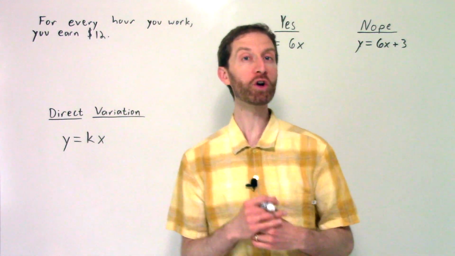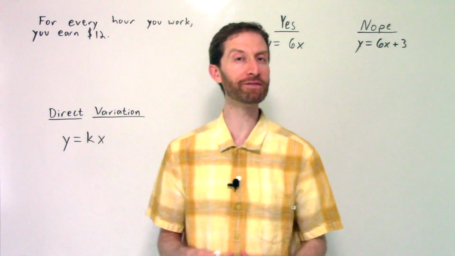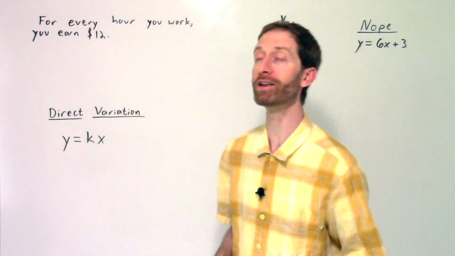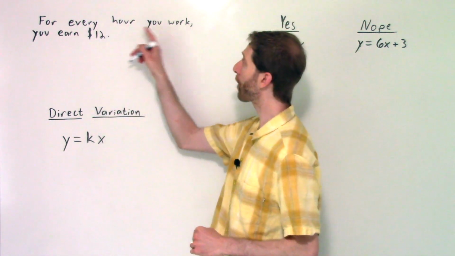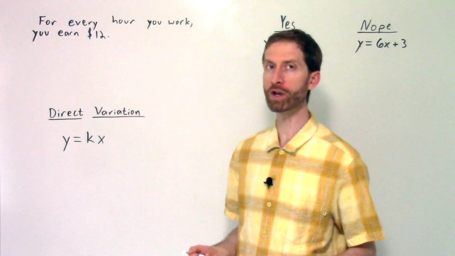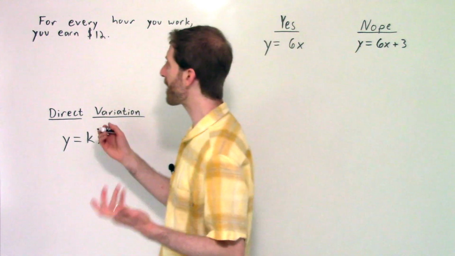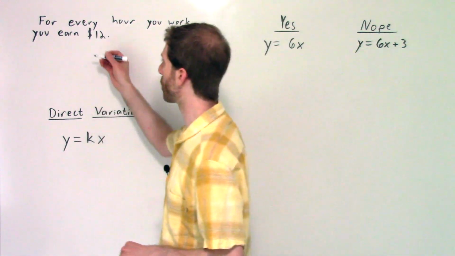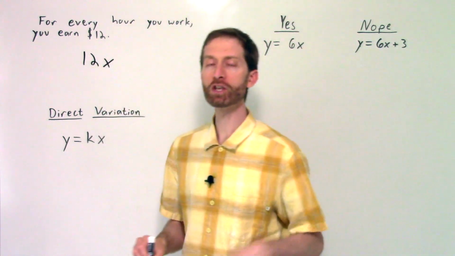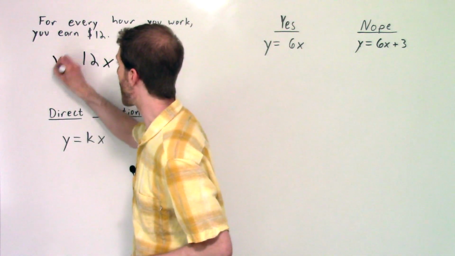In this video, we're going to go over what direct variation is. I'm going to start out with a real-world example right here. So it says for every hour you work, you earn $12. We're going to come up with an equation for this. So if X is the number of hours that I work, then 12 times X would give me the total money, let's call that Y, that I earn.